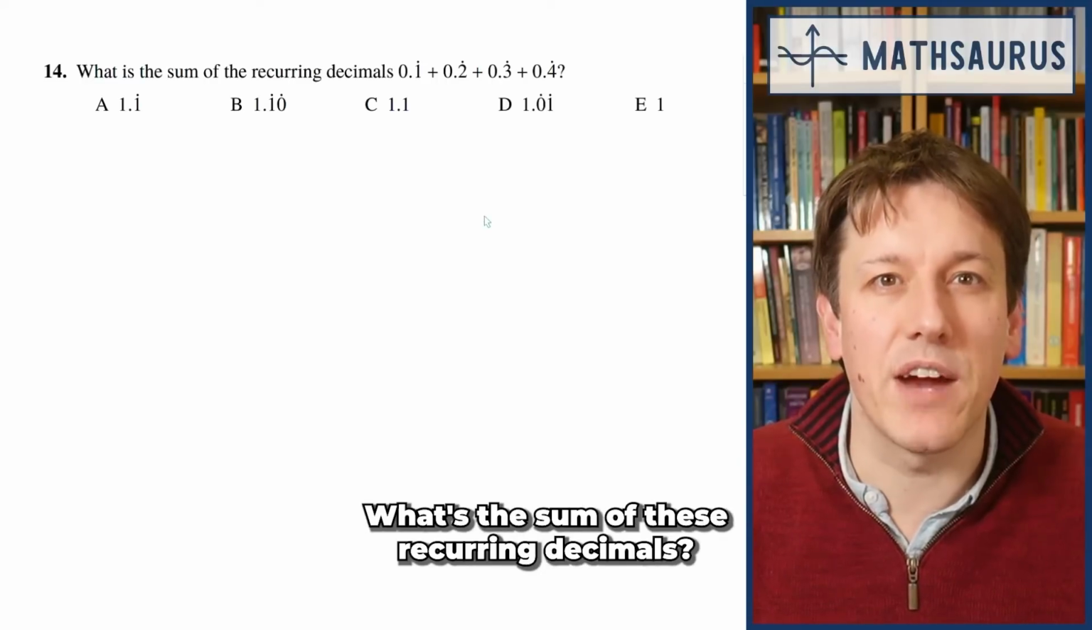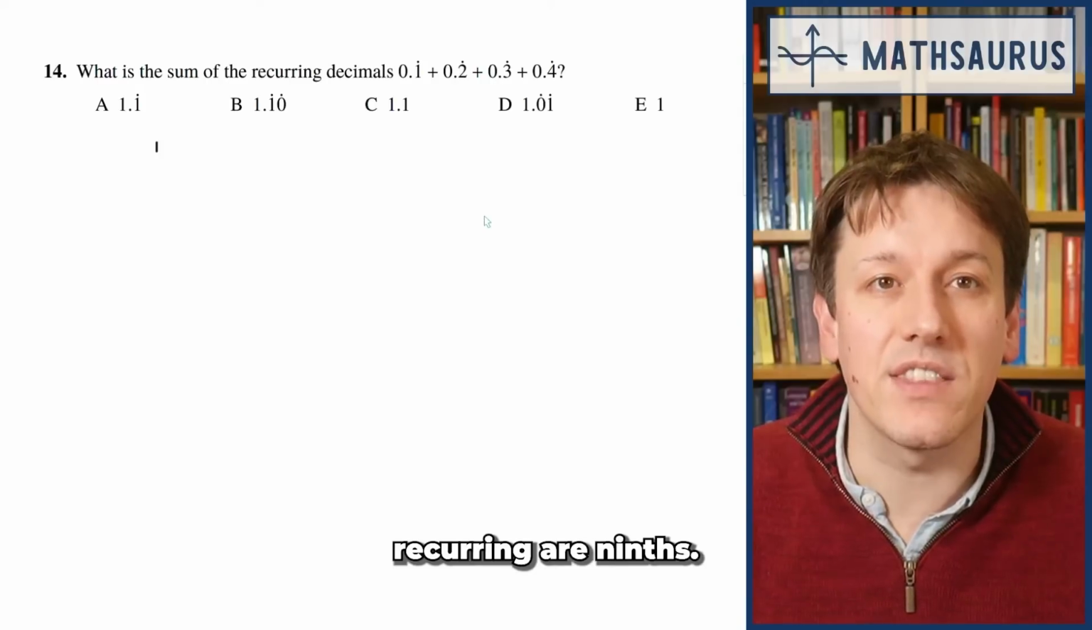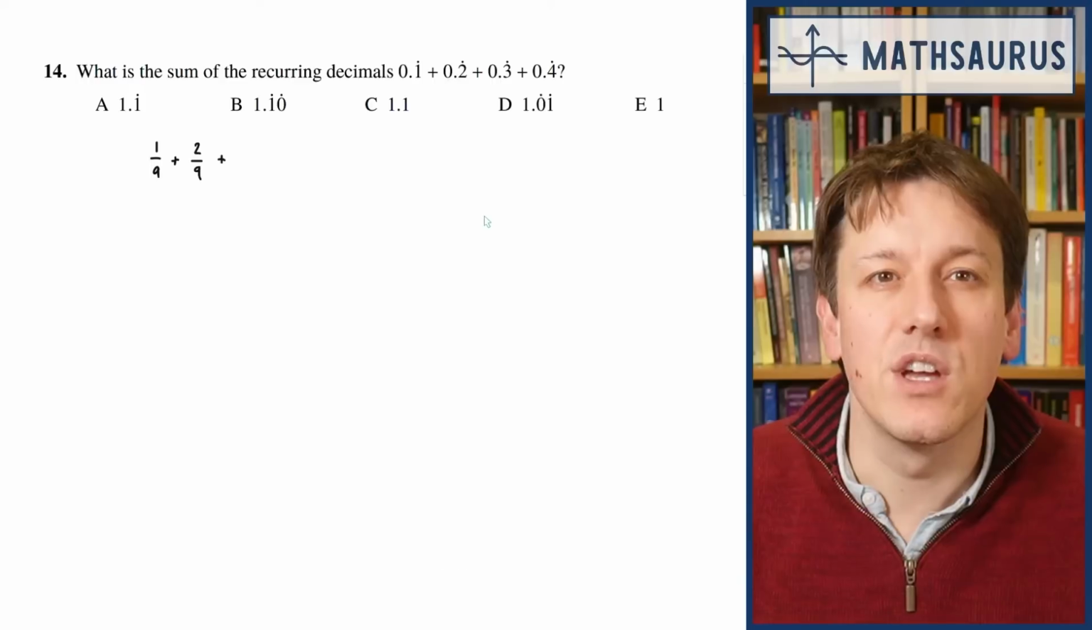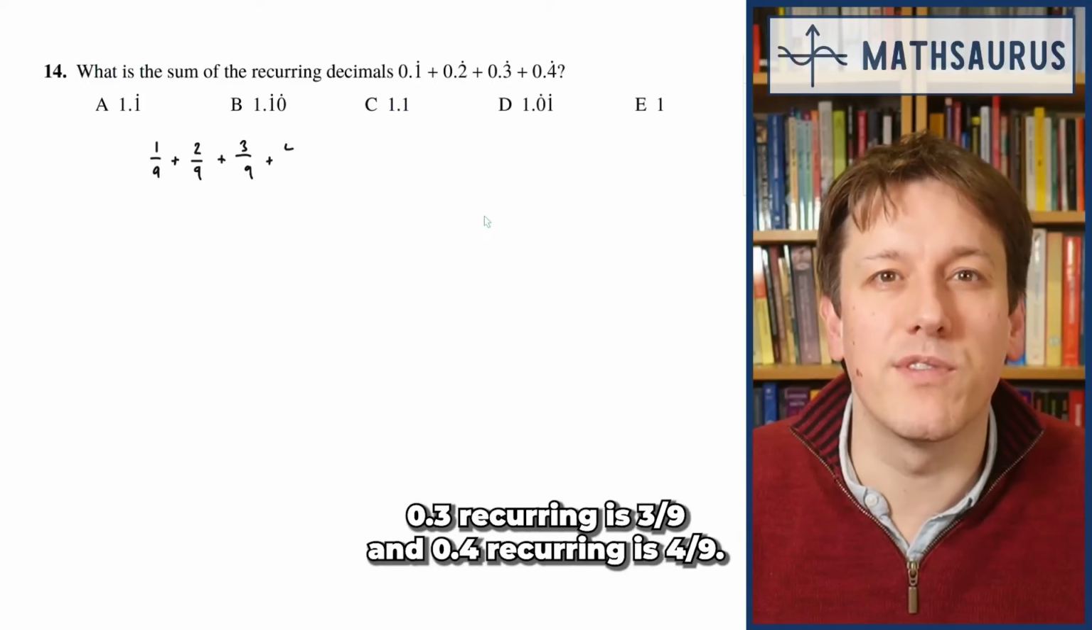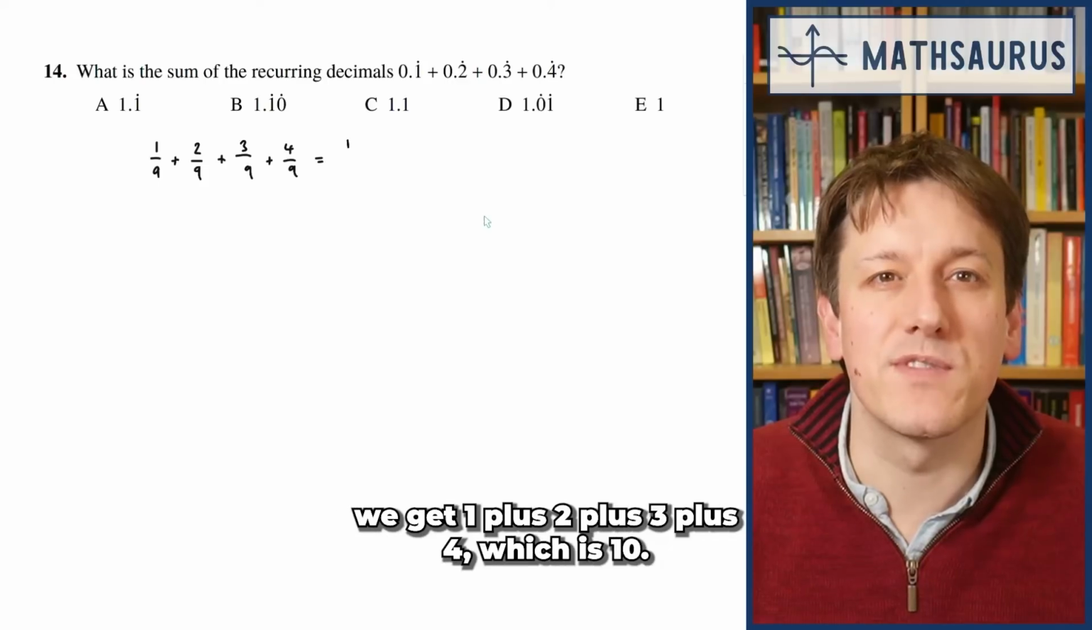What's the sum of these recurring decimals? Well, recurring decimals with just one number recurring are ninths. So 0.1 recurring is 1/9, 0.2 recurring is 2/9, 0.3 recurring is 3/9, and 0.4 recurring is 4/9. So if we add those together as fractions, we get 1 plus 2 plus 3 plus 4, which is 10.